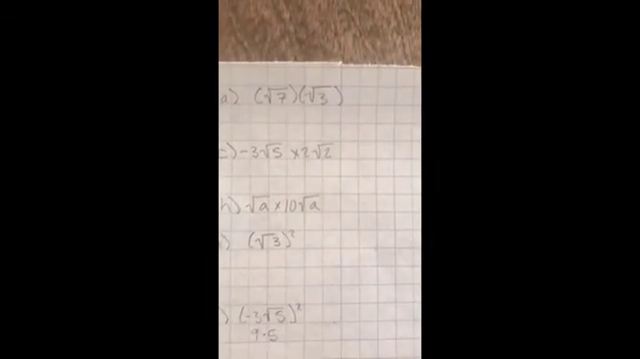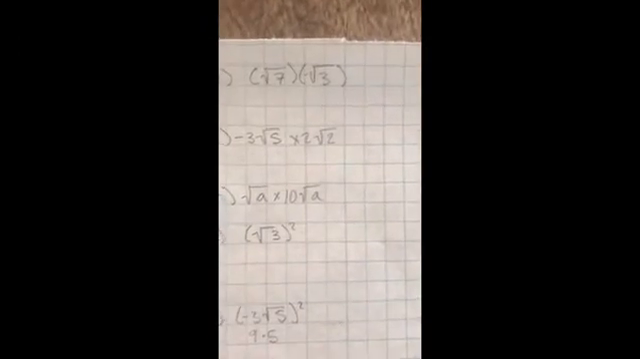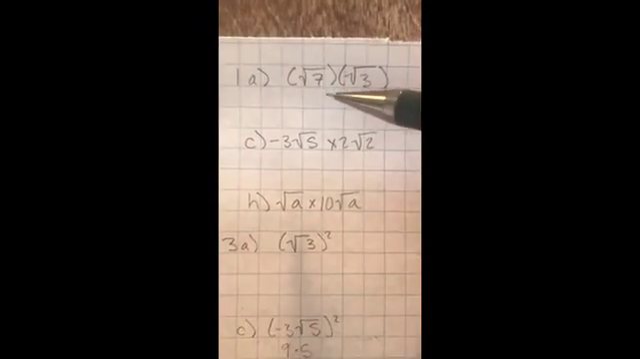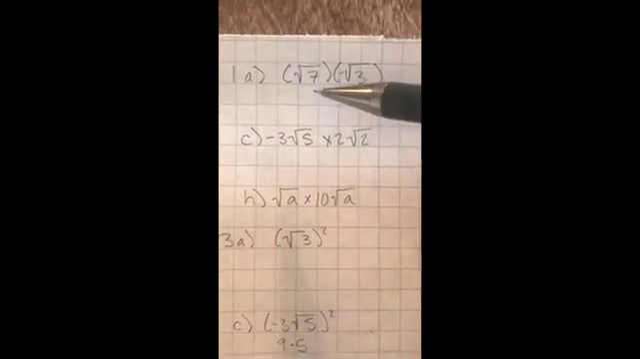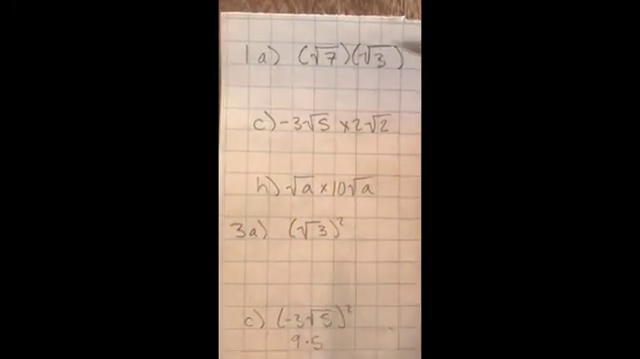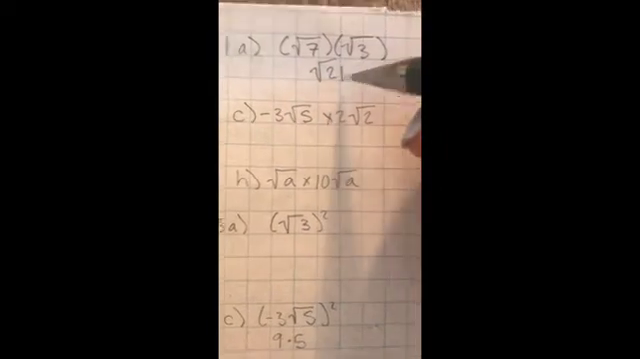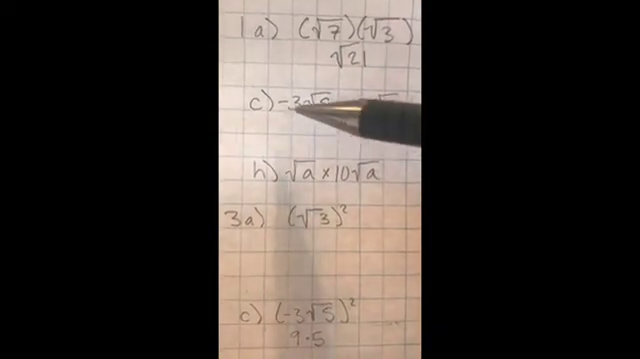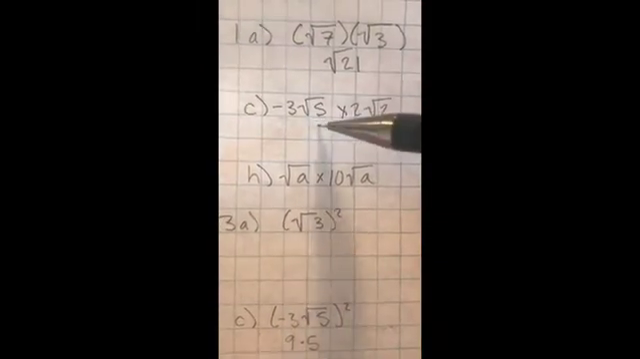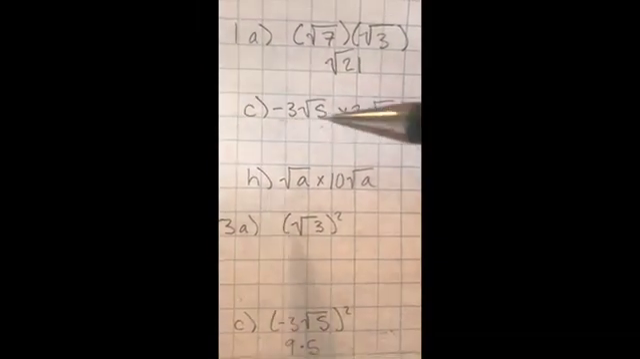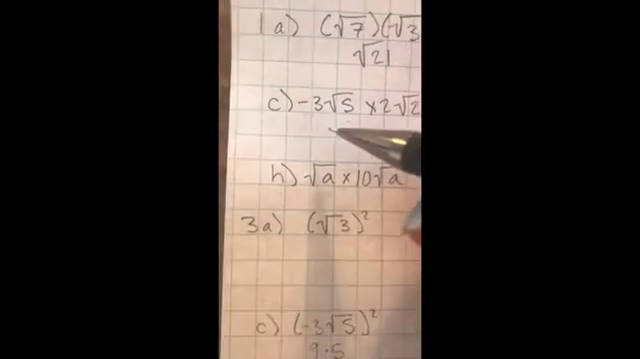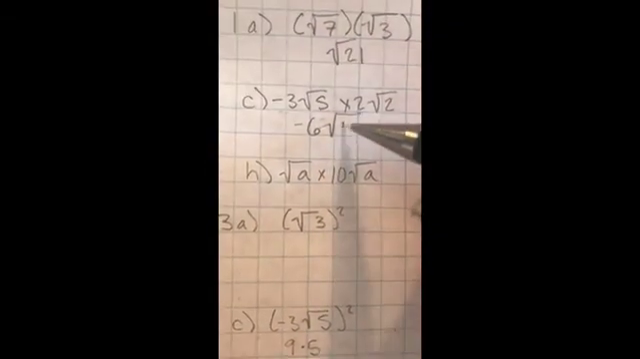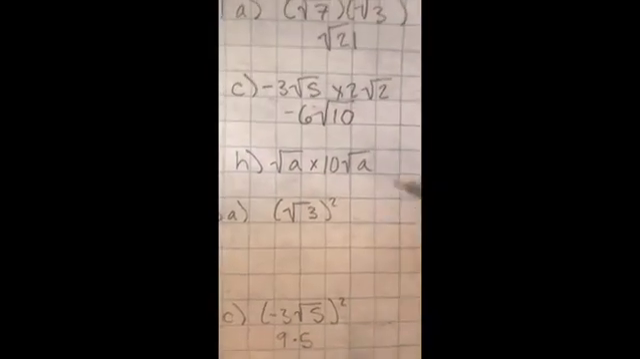Multiplying the radicals, on page 111. So here we're just multiplying what's inside the radicals. So in here this is going to be root of 21. It's pretty simple and straightforward. Here we have to make sure we're multiplying the coefficients and multiplying the radicals separately. So -3 times 2 is -6, and 5 times 2 is 10, so it's going to be root of 10, and that's all you're doing there.